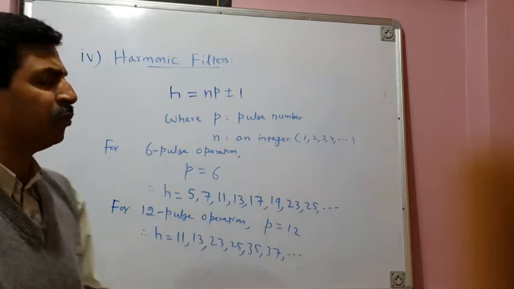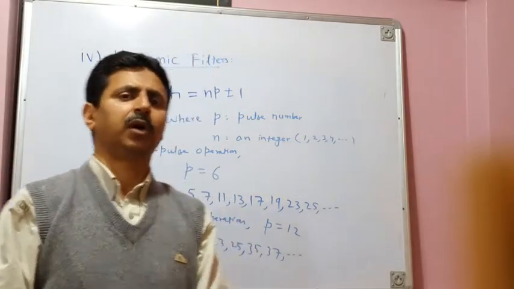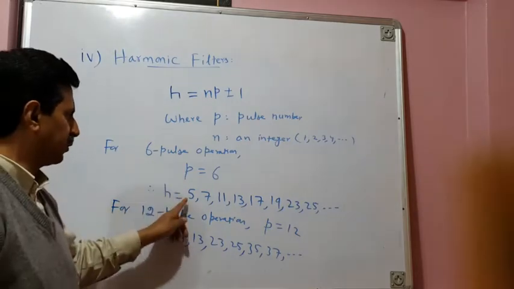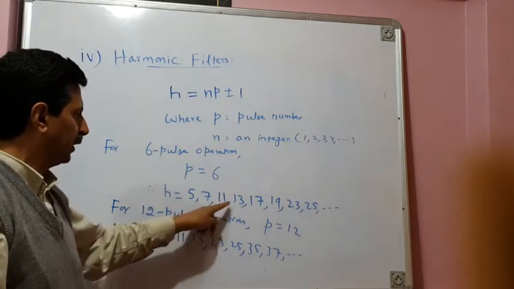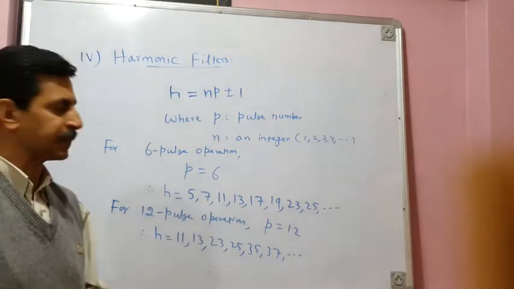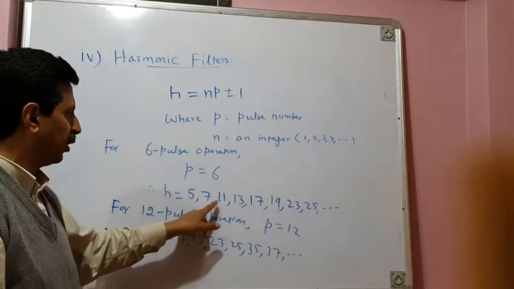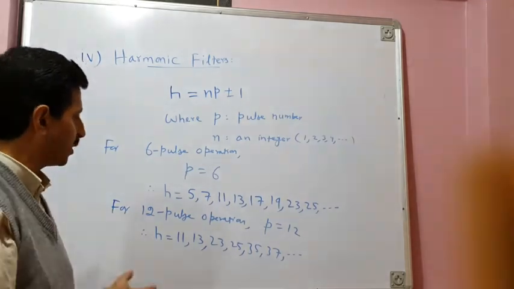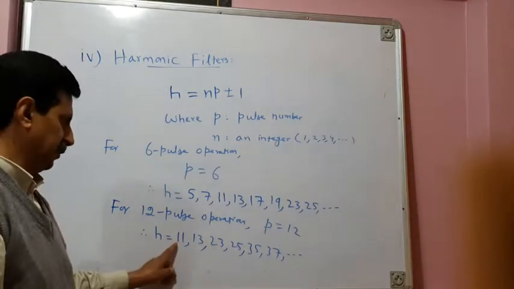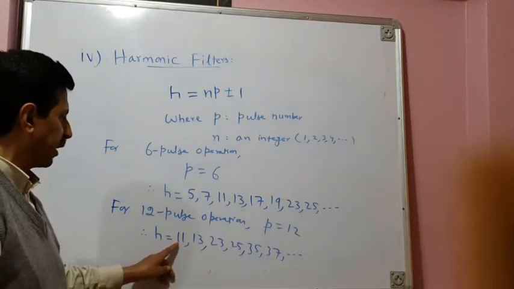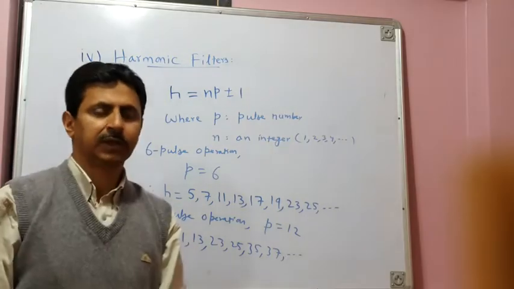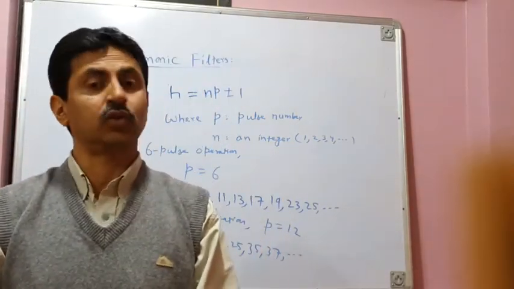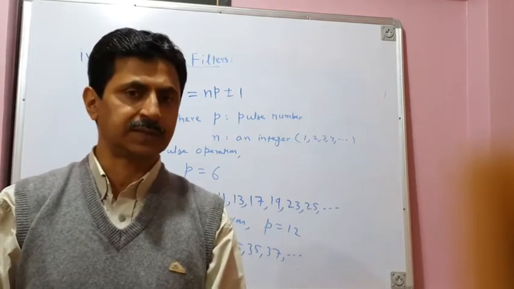So therefore, to remove these harmonics, what type of harmonic filters do you require? For 6-pulse operation, let us assume that we have to remove 4 harmonics: the 5th, 7th, 11th and 13th. And if you have 12-pulse operation using a 12-pulse converter, then we may be supposed to suppress the 11th and 13th harmonics. So for suppressing these harmonics, you need filters, and those filters are called harmonic filters.